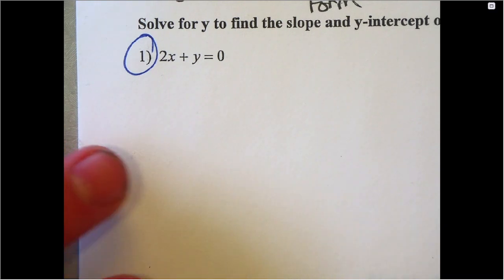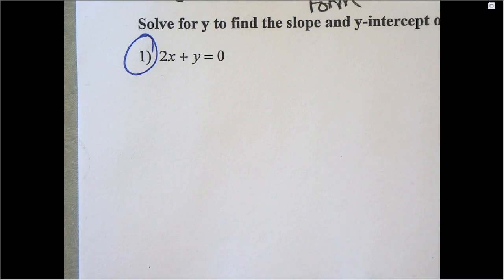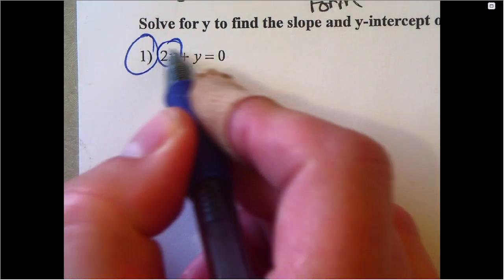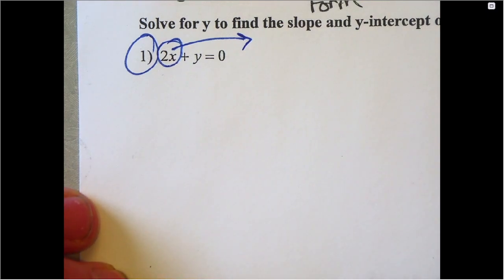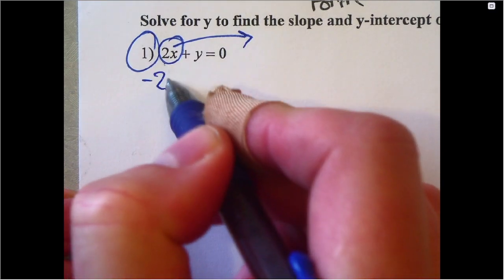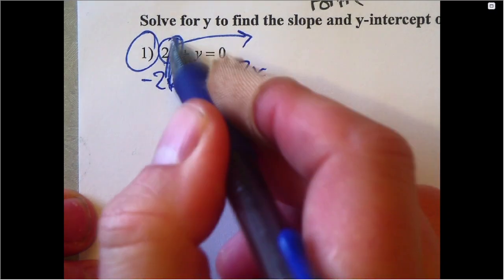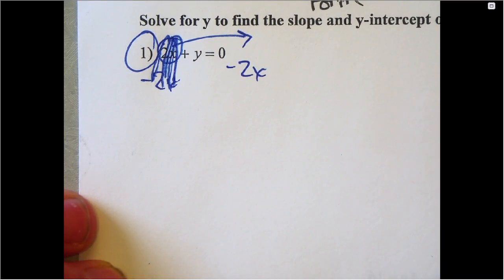Alright, number 1. I was afraid this was going to be really hard for you guys, but it seemed to go well earlier, so hopefully we're good here too. What's my first step on number 1? That 2x is not welcome. I only want y's on the left hand side. It's positive, so I'm going to move it by subtracting, which makes those cancel.